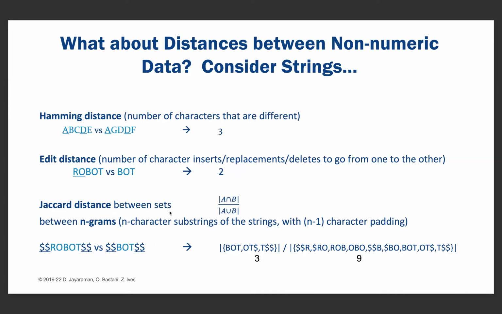And kind of like the distance between the sets, between the n-grams and character substrings of the strings with n-1 character padding. So you can do a string like this and a string like this. So you can calculate what is the intersection set, that would be these three elements, and what is the union of these, and that would be all of that. And the distance will be 3/9, 1/3.